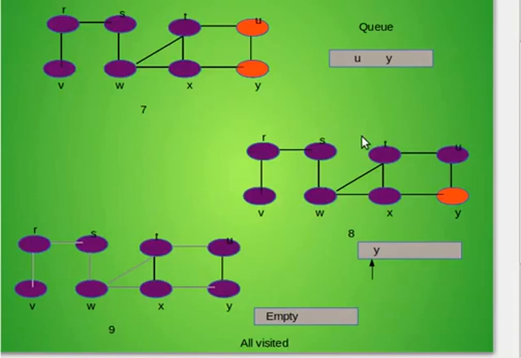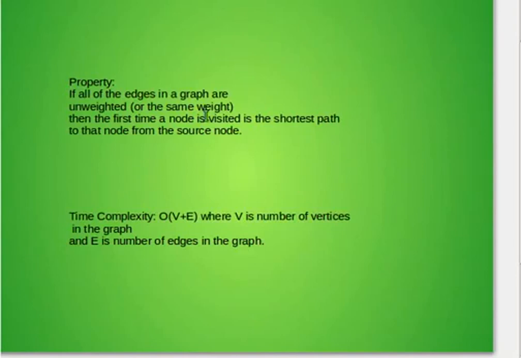Now let's look at the running time complexity of BFS. The operations of enqueuing and dequeuing, or you can say pushing and popping in the queue, take constant time. So the time complexity of BFS is order of V plus E, which is linear.